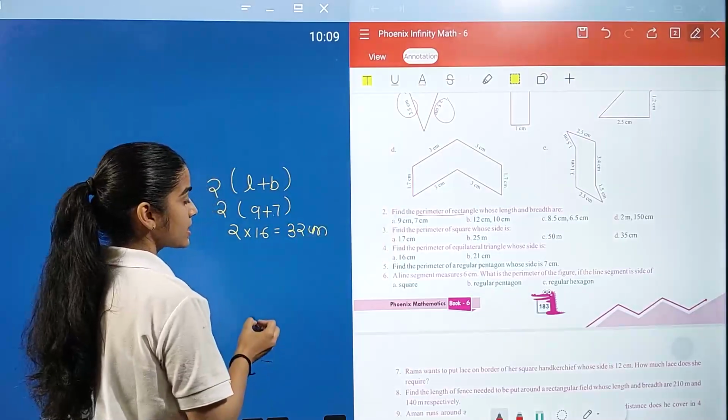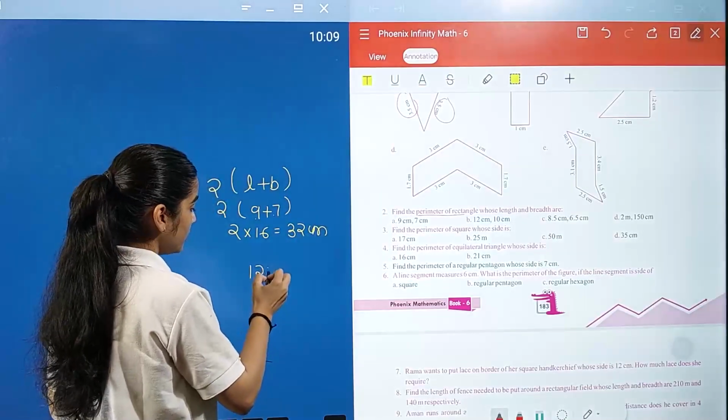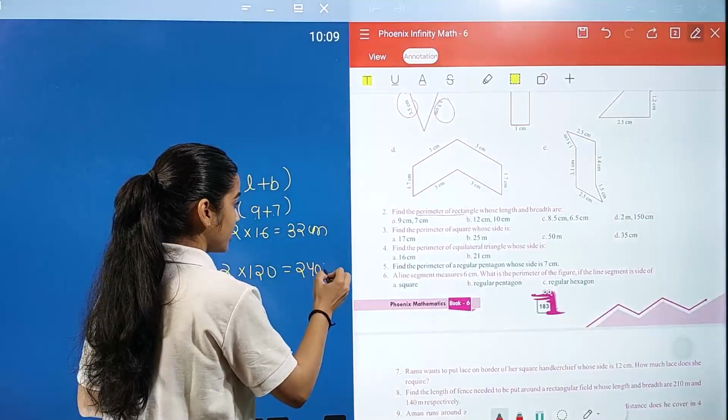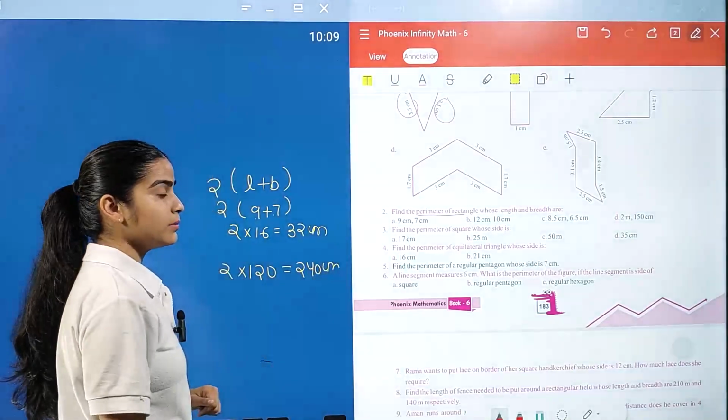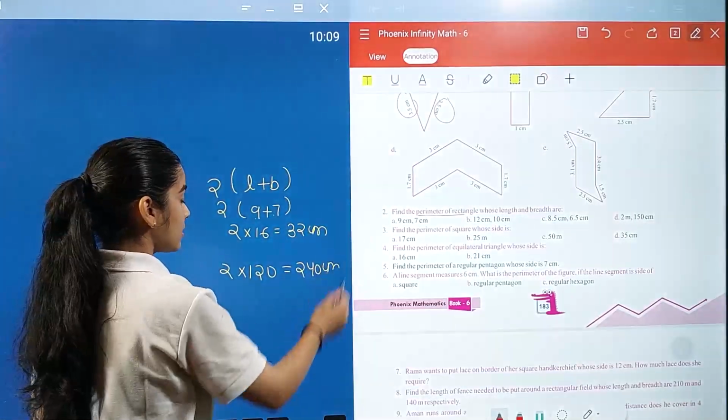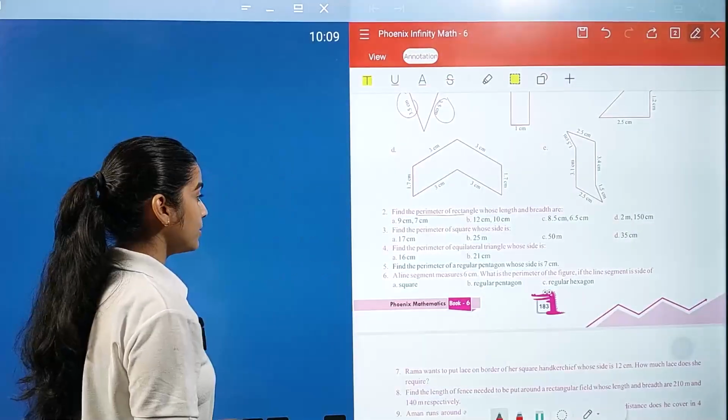Next we have 12 plus 10. So 12 plus 10 is 22, multiplied by 2. So it is equal to 44 centimeter. In the same way, you have to find out the perimeter for the rest of the parts you have in question number 2.